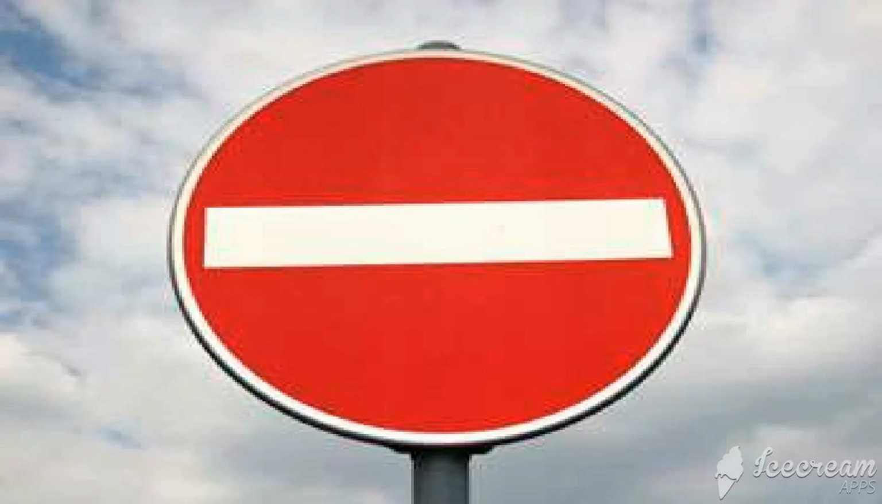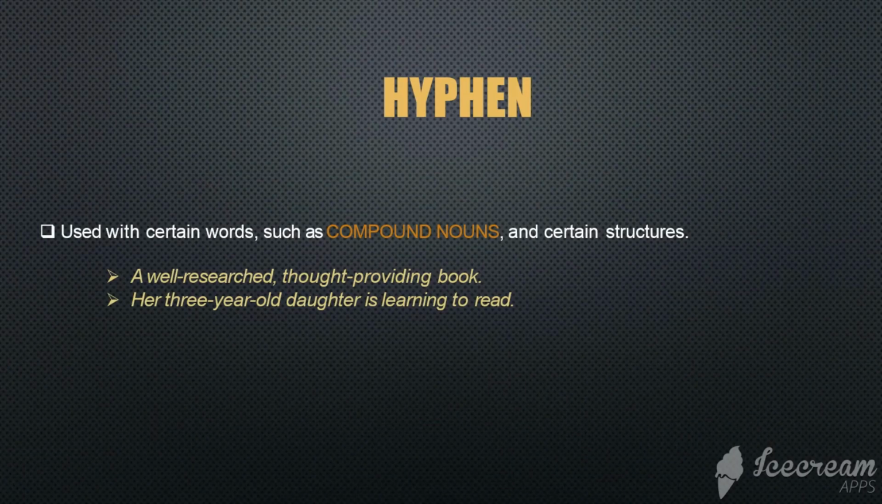Now, hyphen. Hyphen is used with certain words such as compound nouns and certain structures. For example, "a well-researched, thought-provoking book." Well-researched is a compound noun because it is made up of two words, well and researched. In between we have used a hyphen.